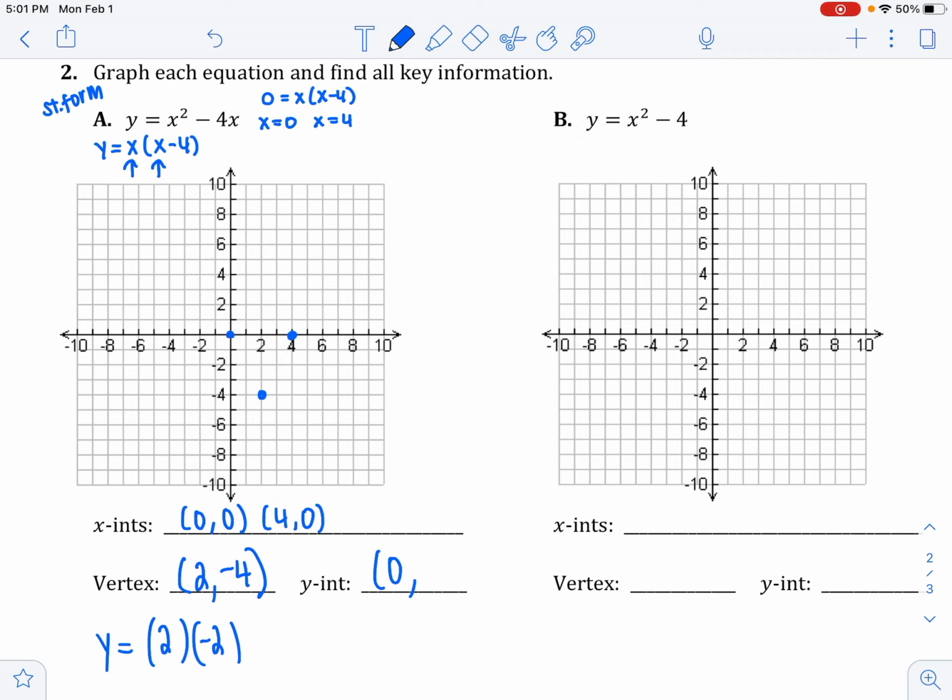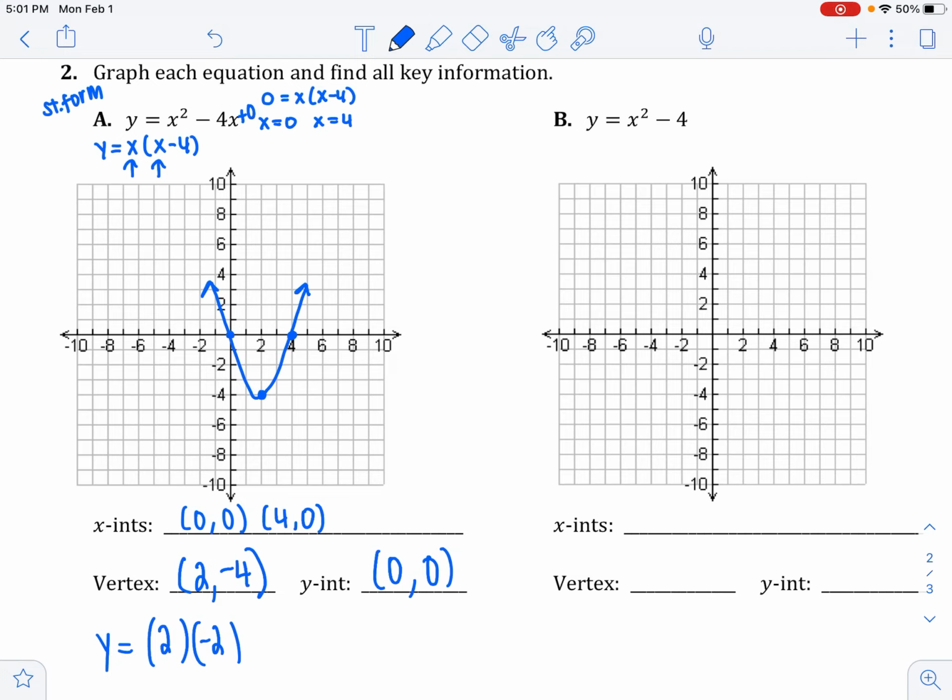Now for my Y-intercept, I'm going to plug in 0 for X and see what I get for Y. Or I can realize that if it's in standard form, it's just the C value, and the C value is 0 here. Or I know if (0, 0) is an X-intercept, it's also a Y-intercept. So now I can connect these and make my parabola. And there it is. All right, let's try another one here.